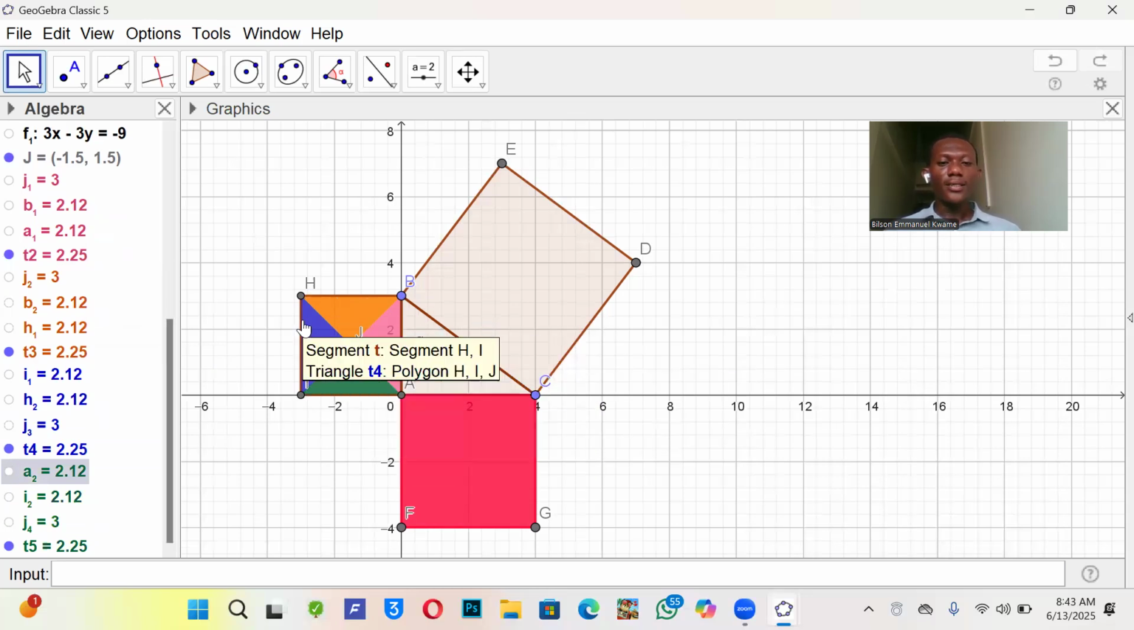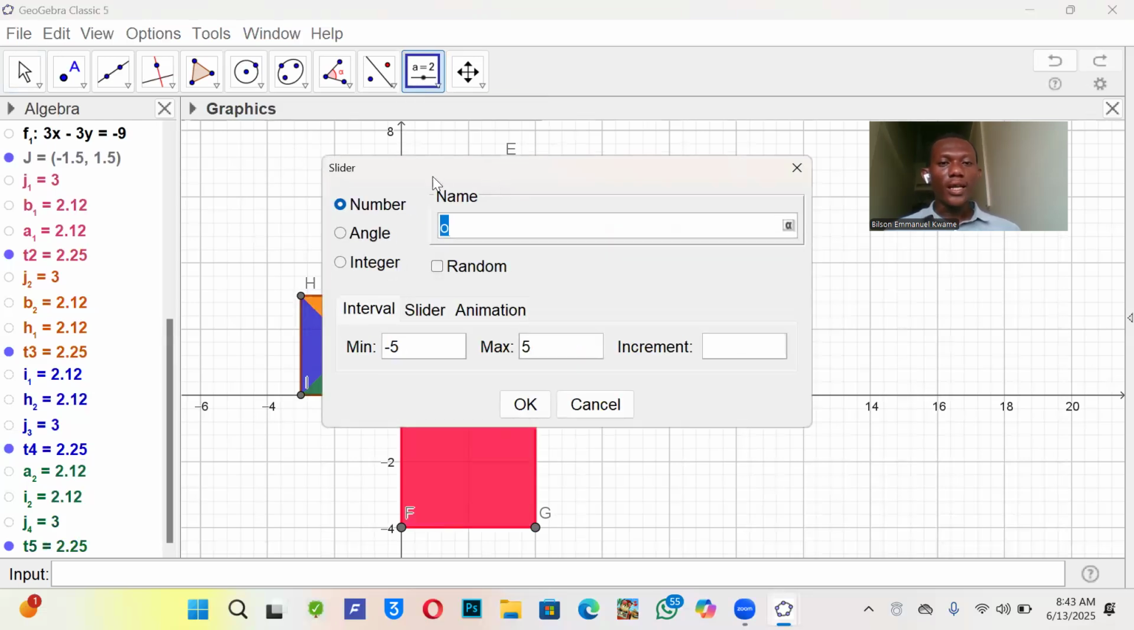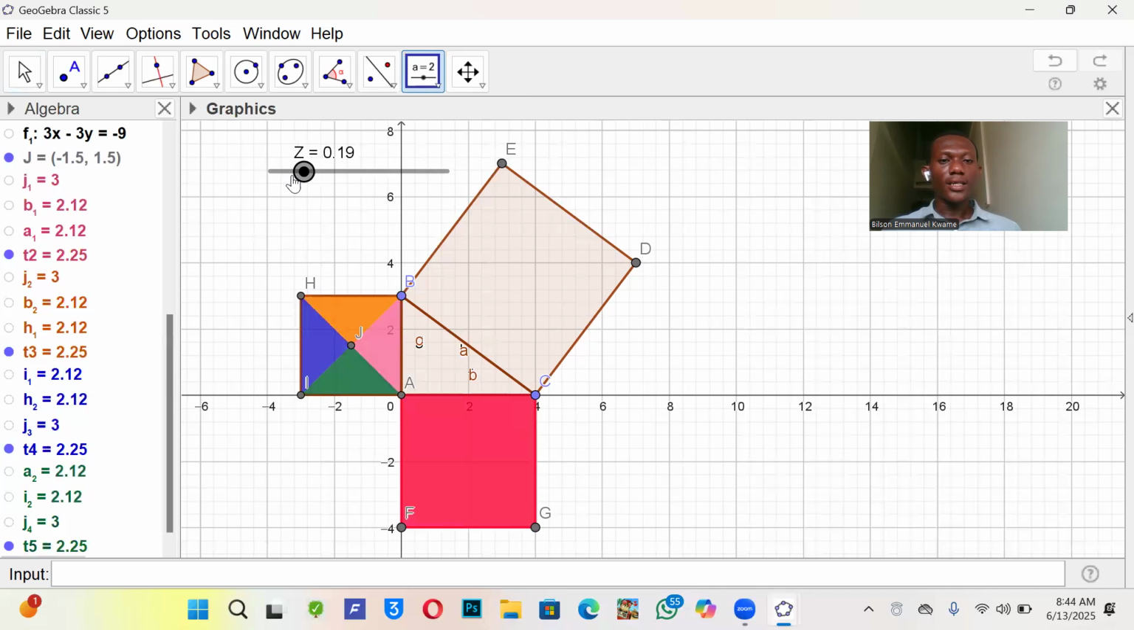Now, good. So the next thing that we are going to do is this. We are going to be using what we call a slider, right? You come here, you activate your slider, then you point on any part. Let's name our slider Z. Then the minimum should be 0, the maximum should be 1, then the increment will be 0.01, right? Then we click OK. So this is our slider. Slider helps us to do animation, to cause movements in the diagrams that we've done. But so far, we've not added any effect to it, so it doesn't show.